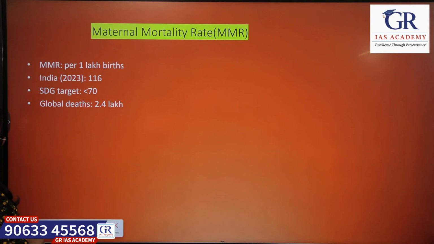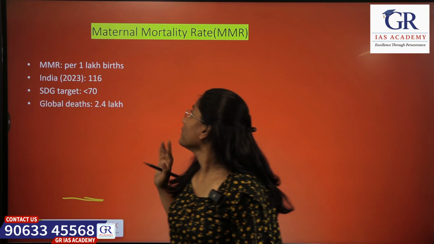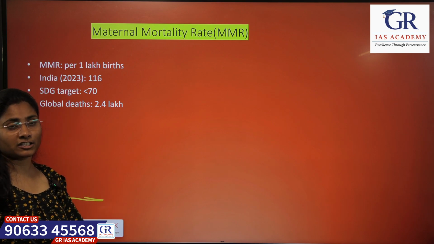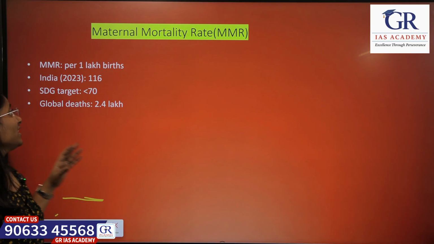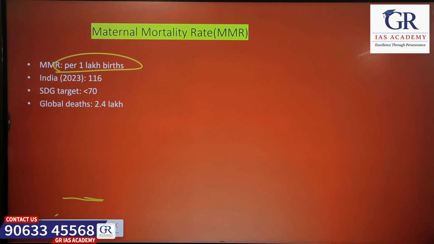Our next topic is the most important topic, that is maternal mortality rate. So what is maternal mortality rate? The number of mothers dying per 1 lakh births. What are the reasons why mothers are dying on the hospital table? Because of pregnancy issues, right?